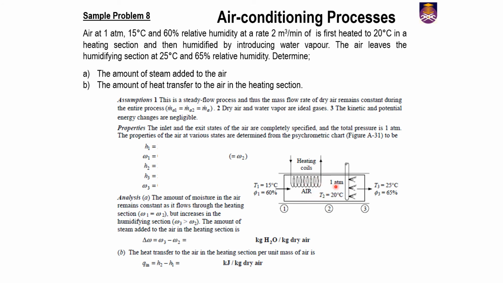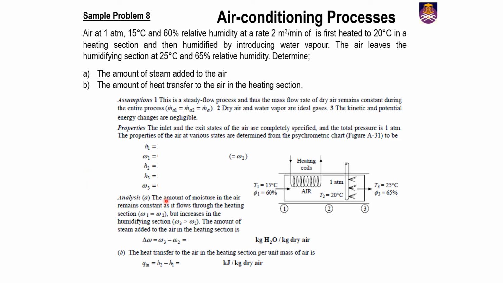So you have these 2 points, go to your psychrometric chart and that will give you your H3 and omega 3, right? So based on that, you will have all these values that you need. To find H2 is quite easy. Omega 1 is known, which equals omega 2, and you also know that the dry bulb temperature is 20 degrees C at point 2. So use this temperature and this omega, and you should be able to find H2, right?